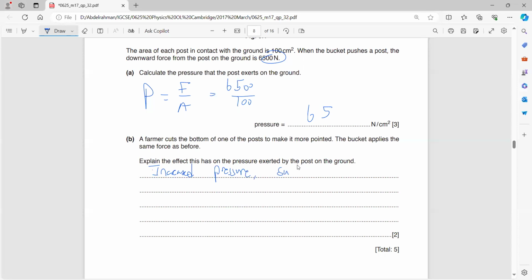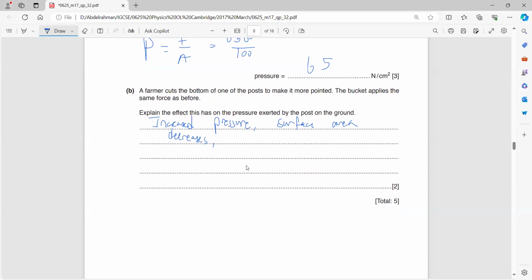Since the surface area decreases, because pressure equals force over area. As the area decreases, the pressure increases. Okay, correct.